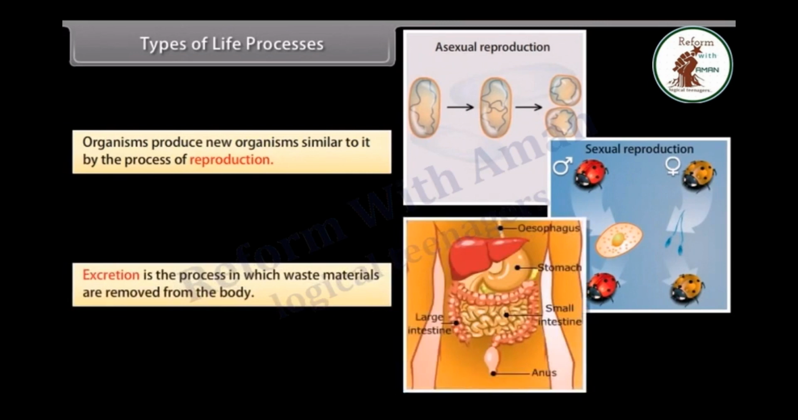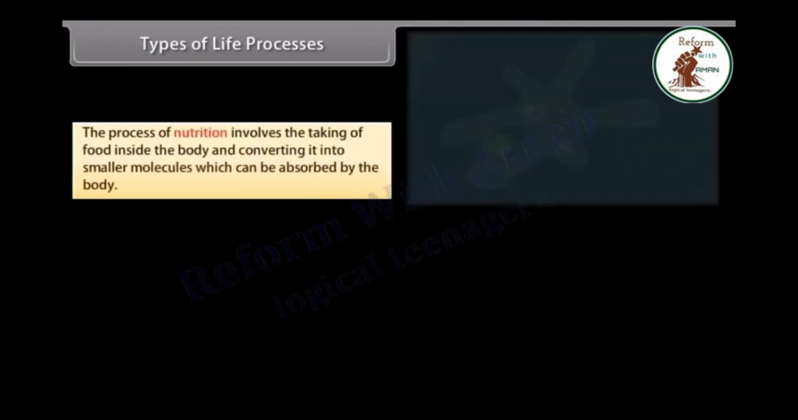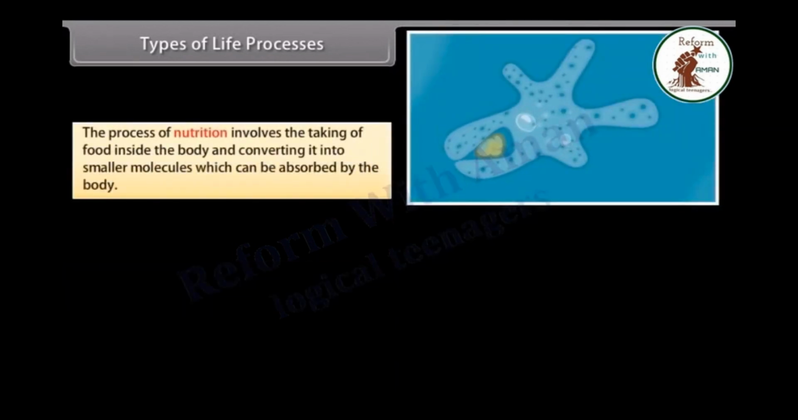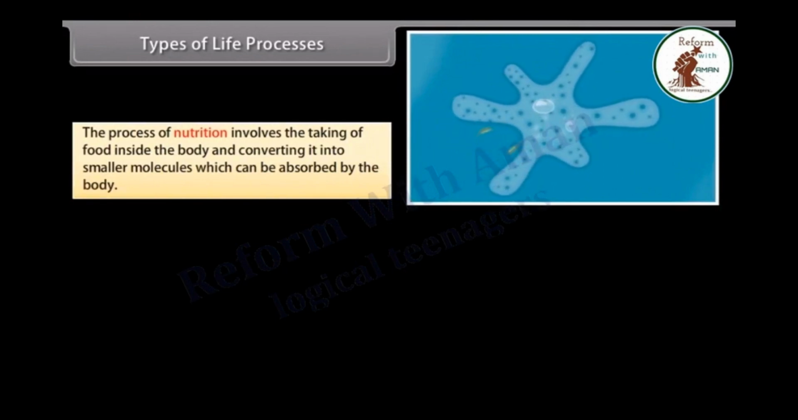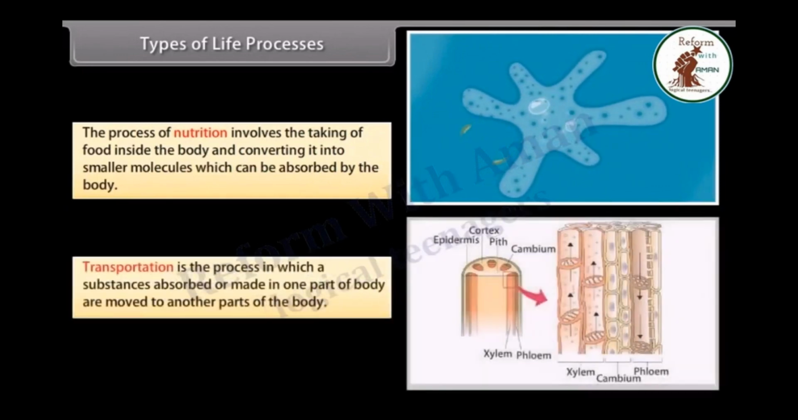Excretion is the process in which waste materials are removed from the body. The process of nutrition involves the taking of food inside the body and converting it into smaller molecules which can be absorbed by the body. Transportation is the process in which a substance absorbed or made in one part of body is moved to other parts of the body.